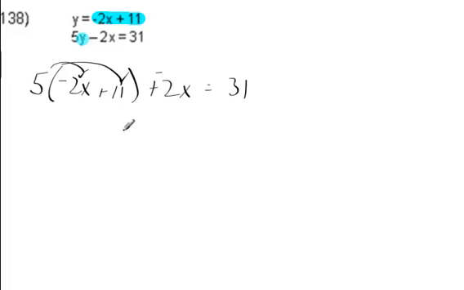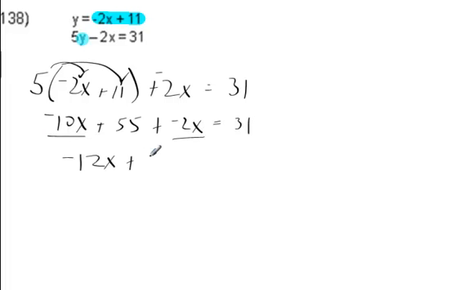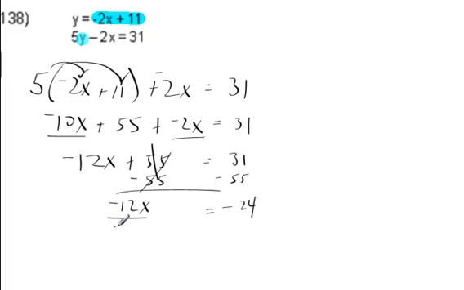So we're going to get negative 10x plus 55 plus negative 2x equals 31. We're going to combine like terms. I have x's and x's there, so that's negative 12x plus 55 equals 31. I don't have variables on both sides, so it's just a two-step equation. Opposite of the number, opposite of the operation. Subtract 55, then divide by negative 12.